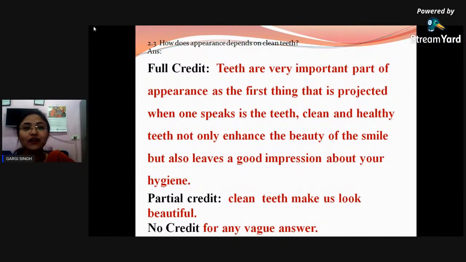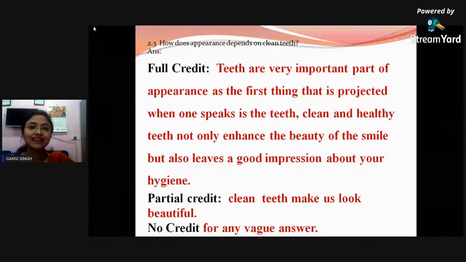The full credit is for: teeth are a very important part of appearance, as the first thing that is projected when one speaks is the teeth. Clean and healthy teeth not only enhance the beauty of the smile, but also leave a good impression about your hygiene. So this is what you people have written. Yes, Sakal has also written the same thing. People see our teeth when we speak. That affects our personality and our confidence. Very good. So you're going to get full credit for this answer.